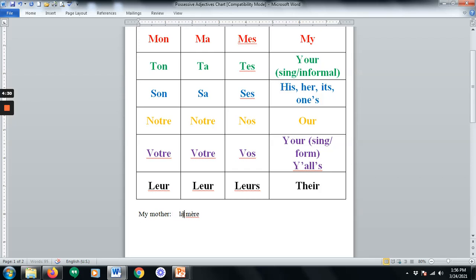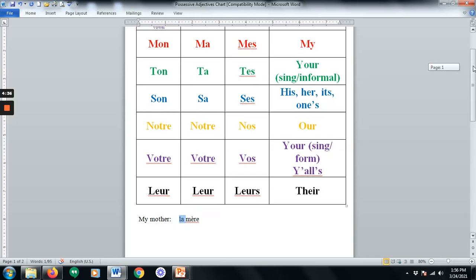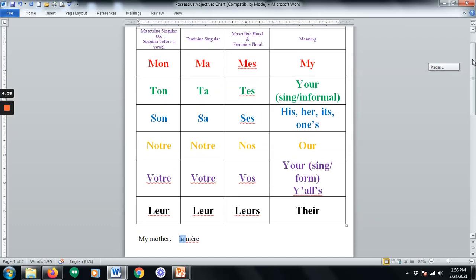All right, but that doesn't say my mother. It says the mother. So what you do is you're going to replace this la with something from this chart. So you know, I'm going to scroll up just a little bit. If you need to say my, it's going to be one of these 3. So the way you figure out which one to use is by looking at this. This means that you have a feminine singular word. So you look at your feminine singular column, which means to say my mother, you're going to say ma mère.